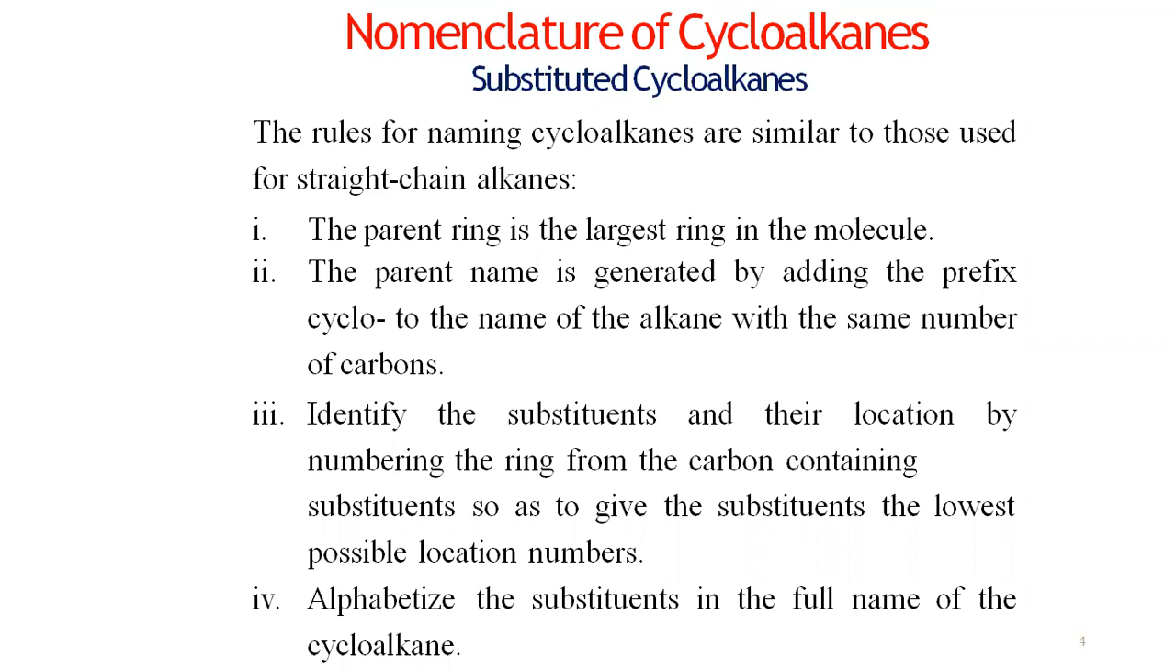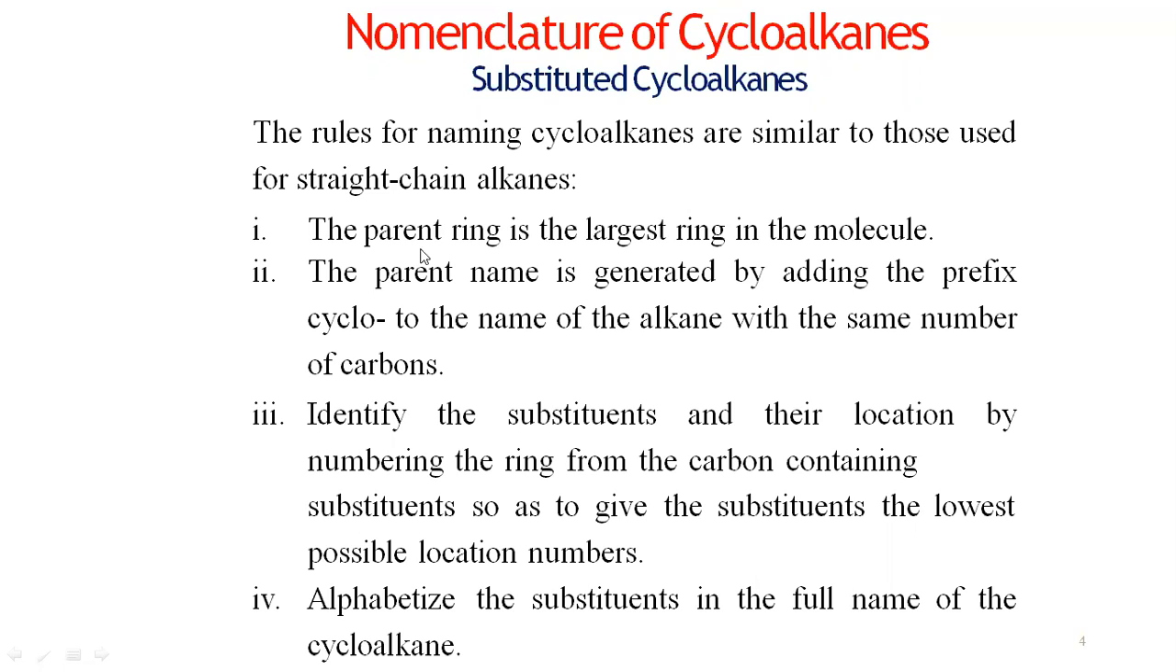what are the nomenclature rules for naming substituted cycloalkanes? The nomenclature rules for substituted cycloalkanes are the same as those for substituted alkanes. The rules for naming substituted alkanes are the same rules applicable to substituted cycloalkanes. So what are those rules? The rules for naming cycloalkanes are similar to those used for straight chain alkanes. So those rules are the same.